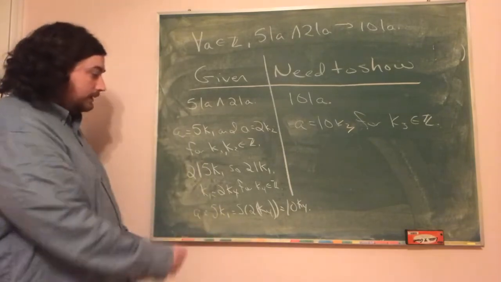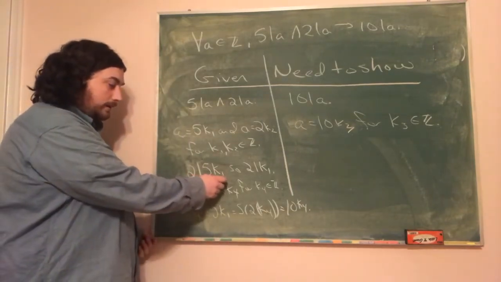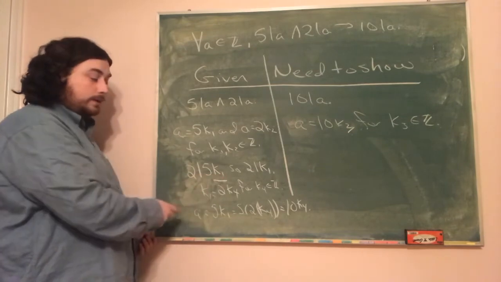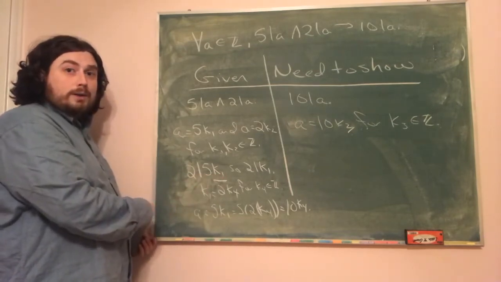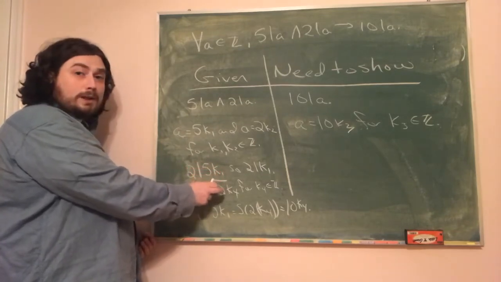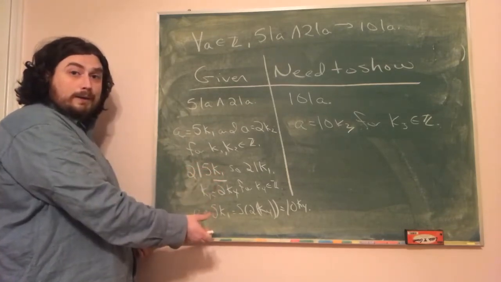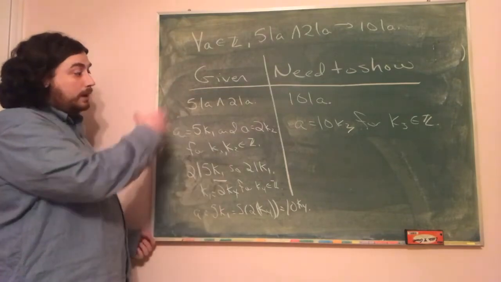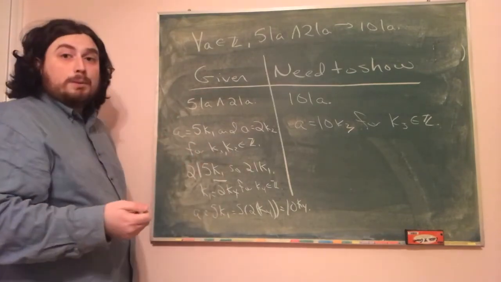Notice that there was a step in here where we had to show that this implied that k1 was even. So we're going to have to include in our write-up some way to show that if 2 divides 5 times k1, then 2 has to divide k1. So now let's go ahead and combine this all together and write up a formal proof.